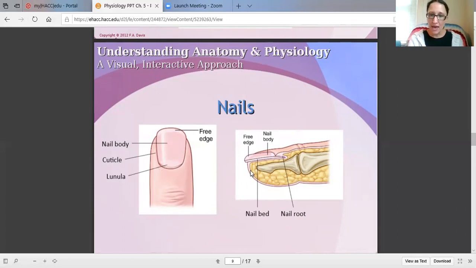Now, the nail bed itself, which is under here, is vascular. Okay, so you do have capillaries underneath the nail bed, and I can prove it to you. If you push your nail down like this, it turns white because you're squishing all the blood out of the capillaries.